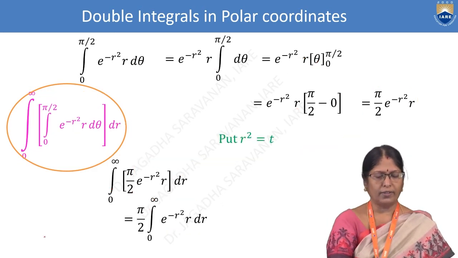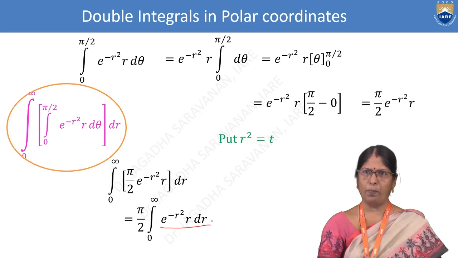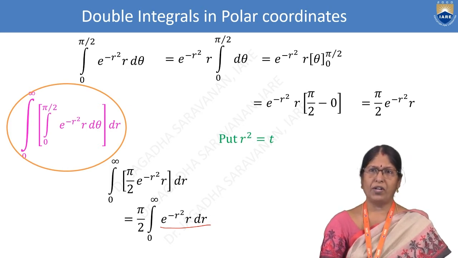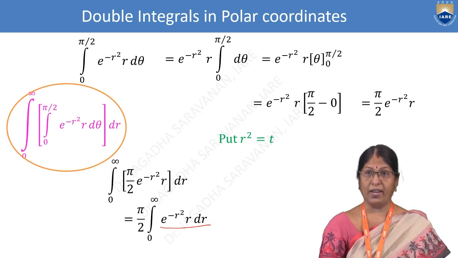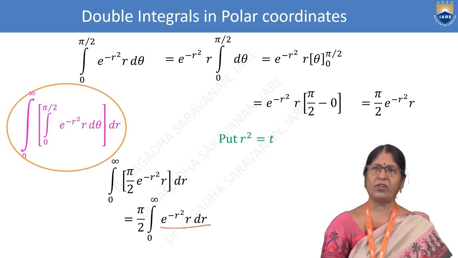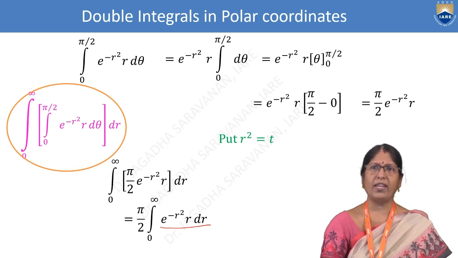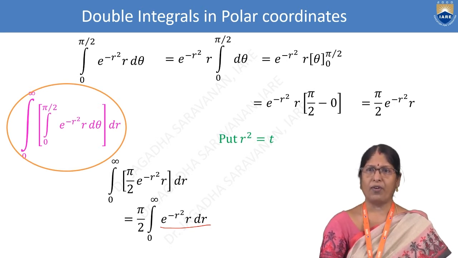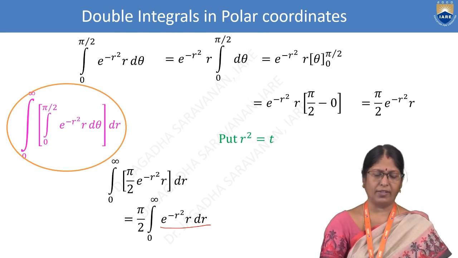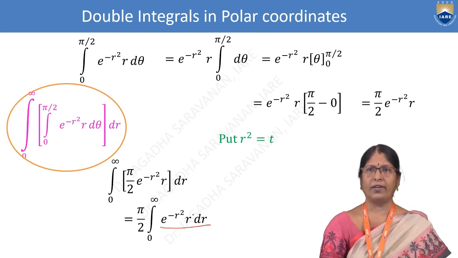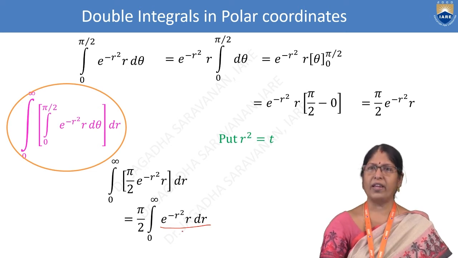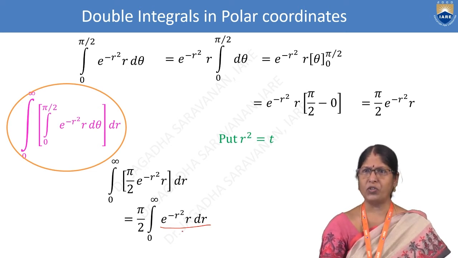Now, this integral is a complicated one in terms of r. Is there any substitution method, or any easy way, to make this complicated integral simpler? We are finding the substitution method to select. Since it is in terms of r, the entire integral we will change into terms of t.